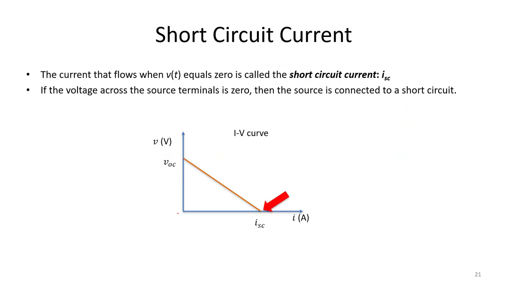The other parameter to consider in this curve is ISC, the short circuit current. Short circuit current is the current that flows when our voltage equals 0. So ISC is the current that flows when there is no voltage across the terminals. And so if our voltage is 0, any current flowing through our circuit would be given by ISC.